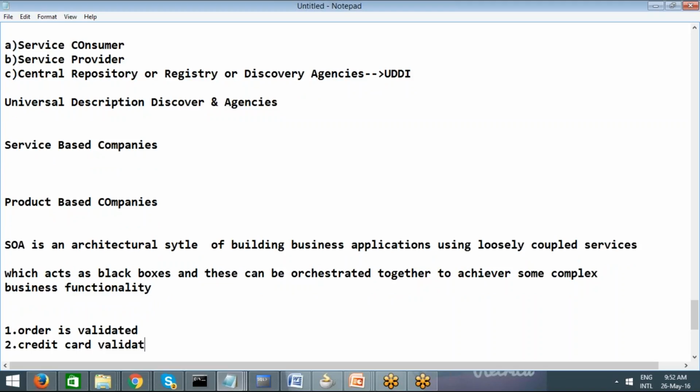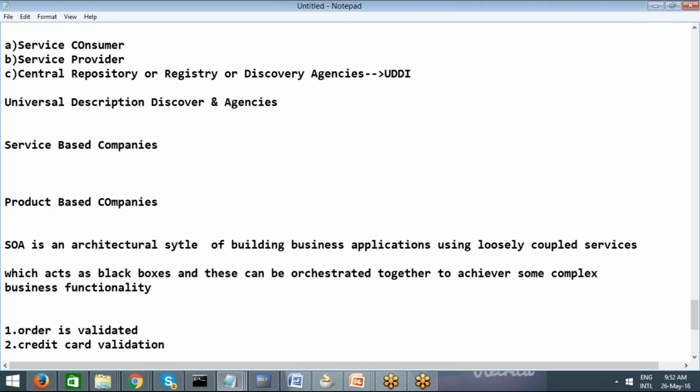Now there might be a service which does this. Order details validation is a separate service. Credit card validation is a separate service. Both are independent of each other. Both are loosely coupled, but these have been used in an order to basically achieve some business functionality.